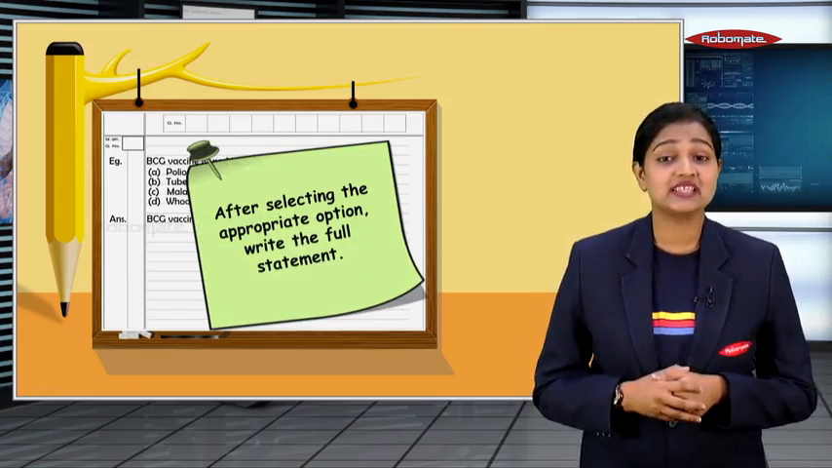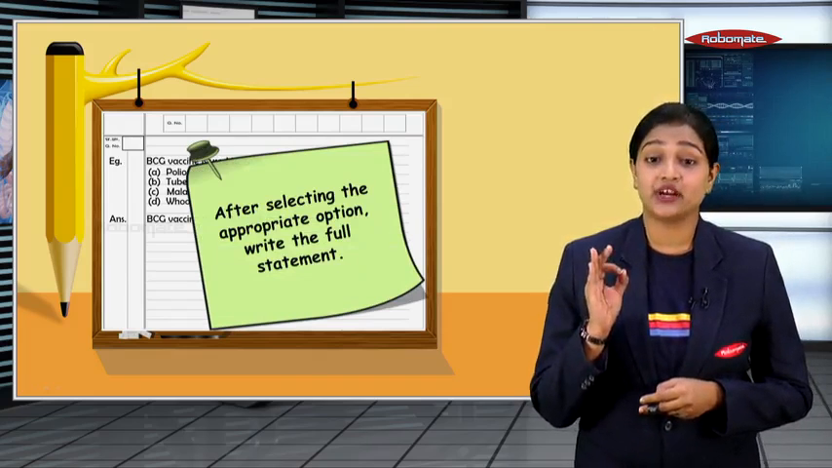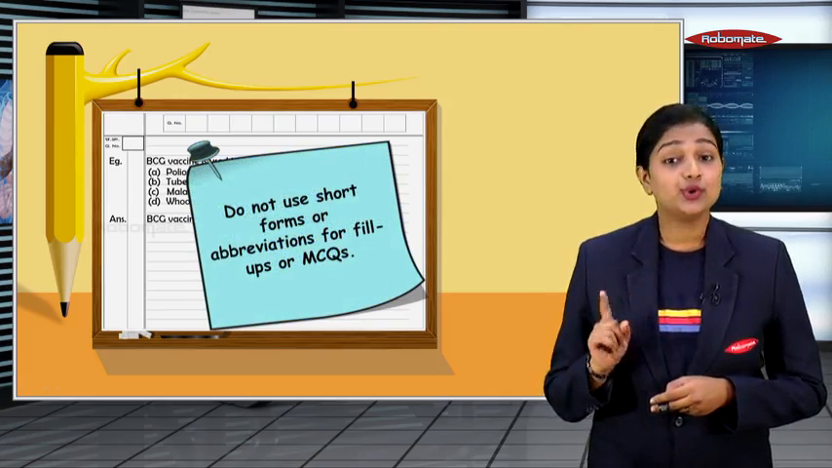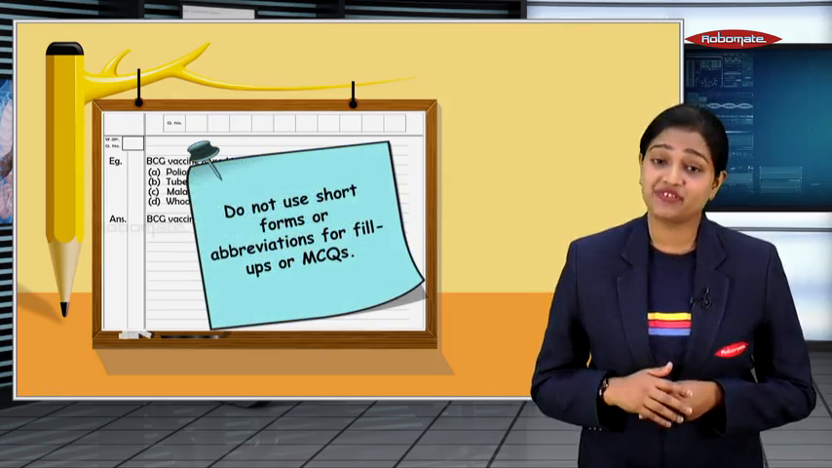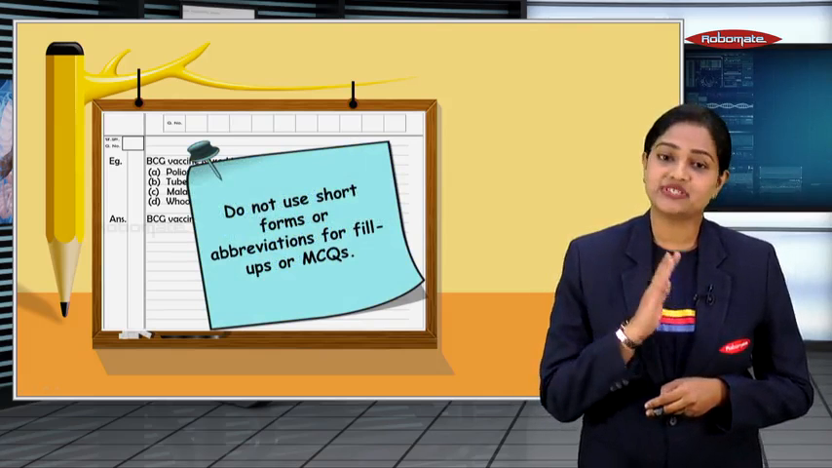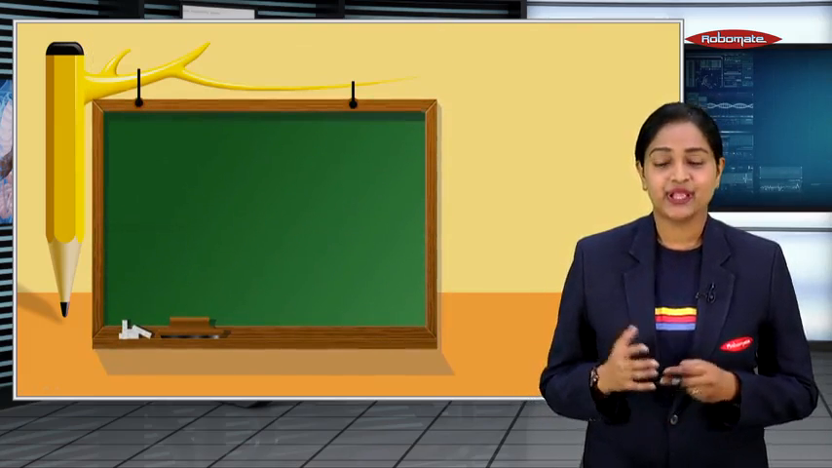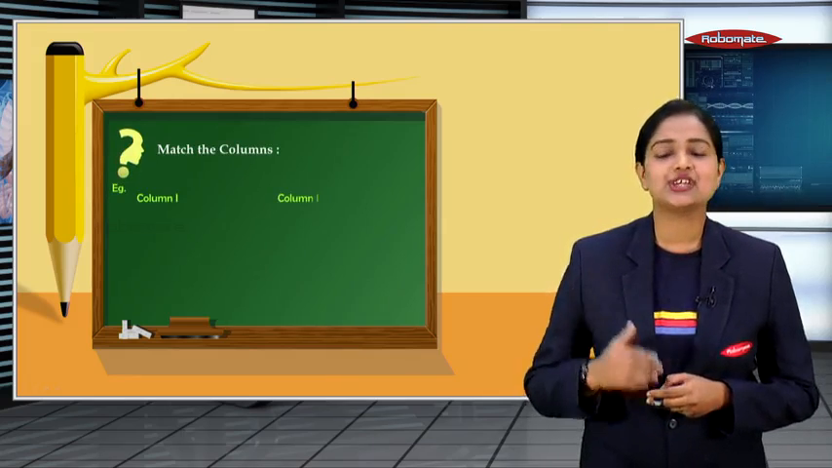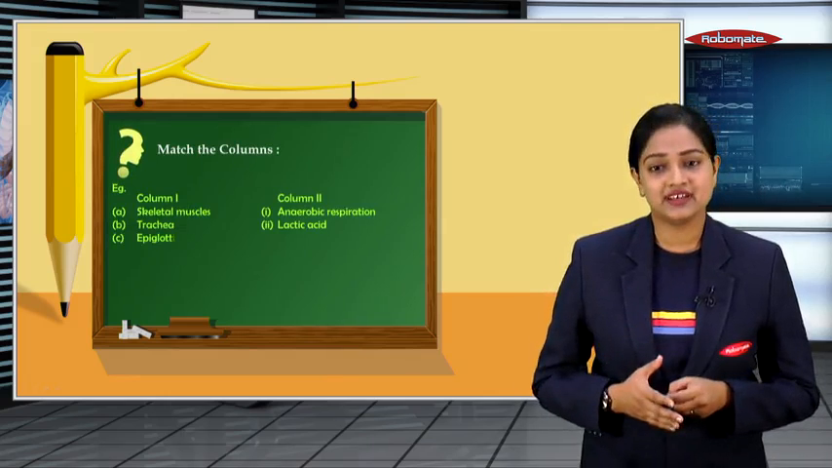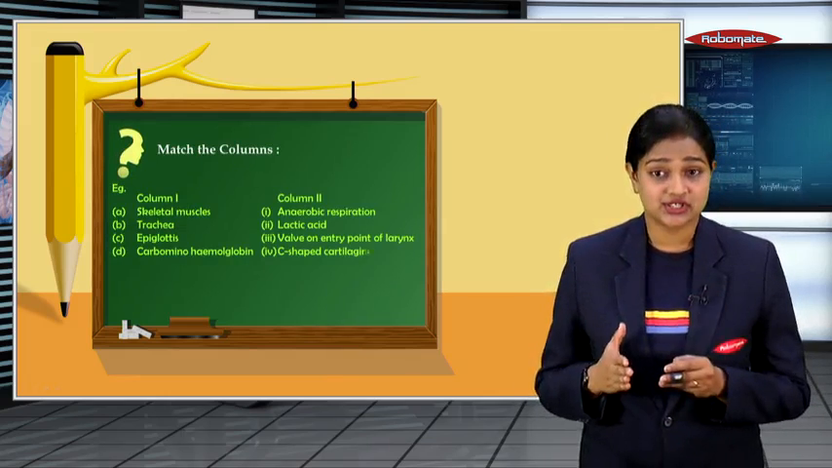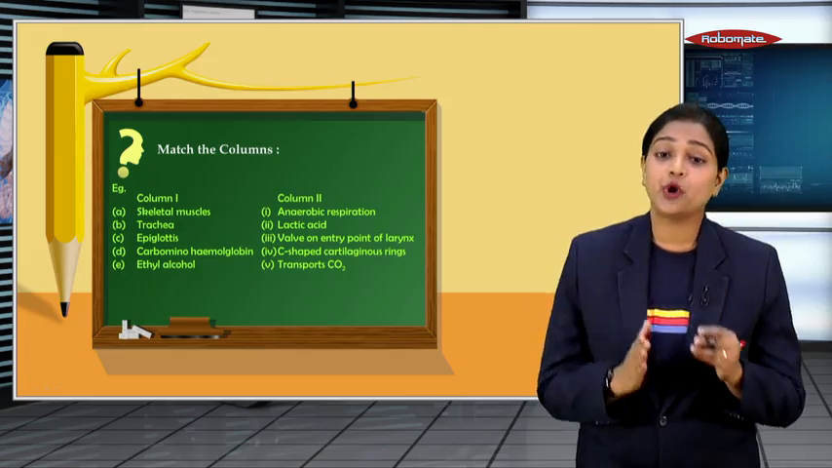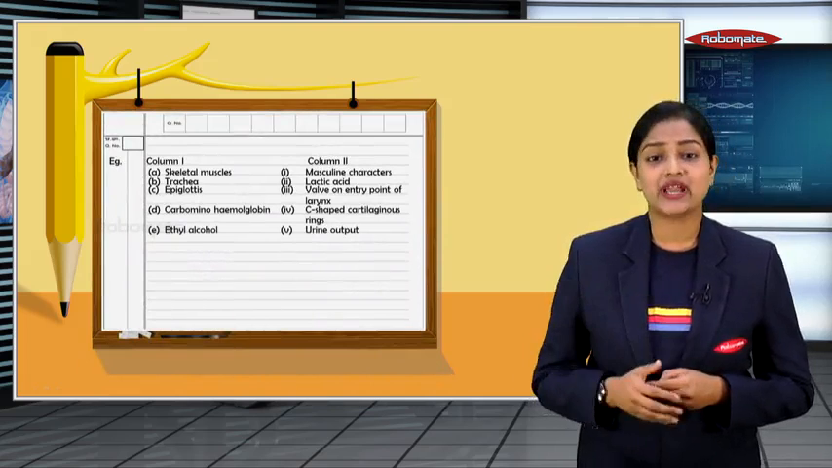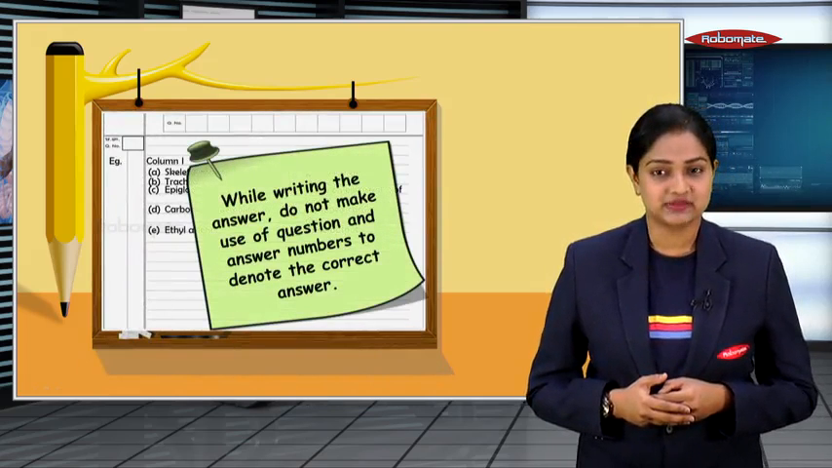As we have already discussed, after selecting the appropriate option, write the full statement. Do not use short forms or abbreviations for fill-ups or MCQ type of questions. Moving ahead to the next type of question where in section 1, match the columns are asked. Now over here, you have to match the questions from column 1 with the appropriate answers from column 2. Let us have a look how to write the match the column type of questions.